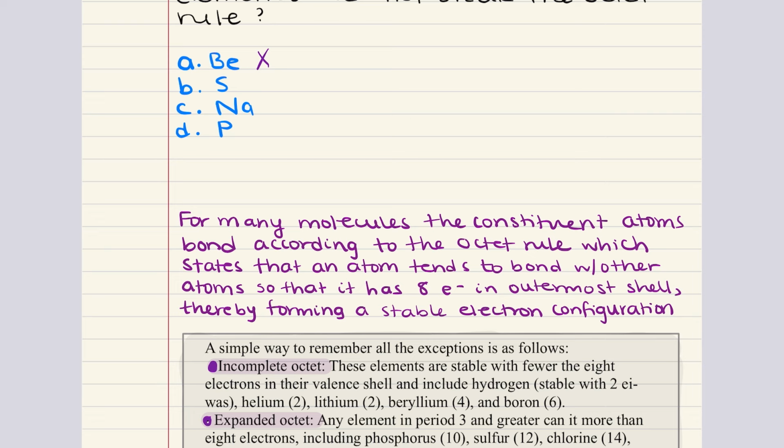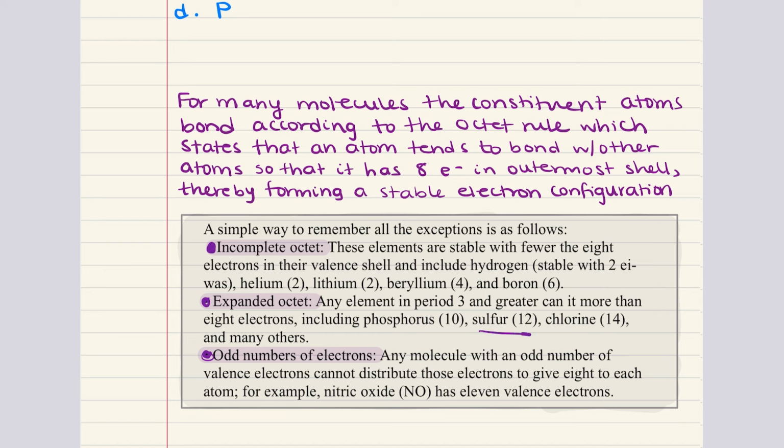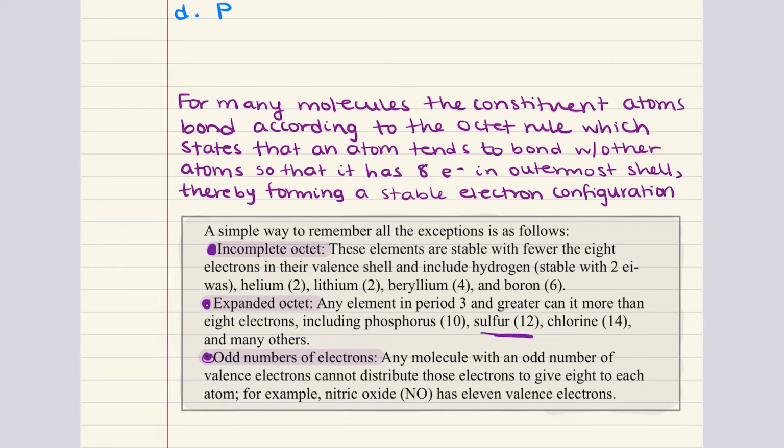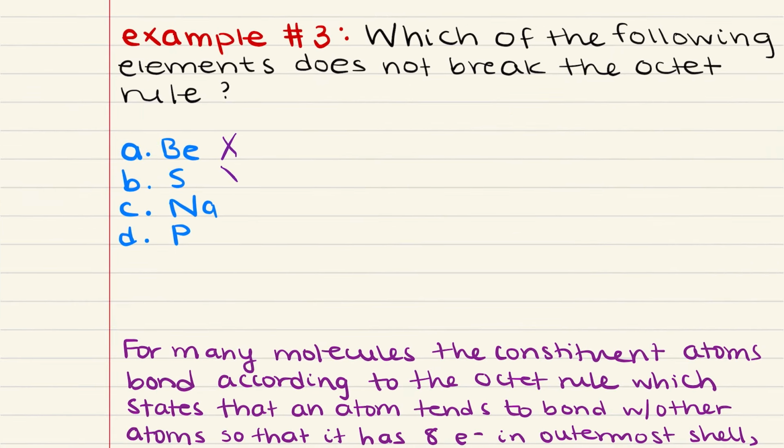Now, sulfur can follow the octet rule in many compounds, but sulfur can also expand its valence shell to hold more than 8 electrons. Sometimes sulfur can hold up to 12 valence electrons. And so that means while sulfur can follow the octet rule, it can also break the octet rule depending on the compound. So that's also not what we're looking for. We're trying to figure out which element does not break the octet rule.